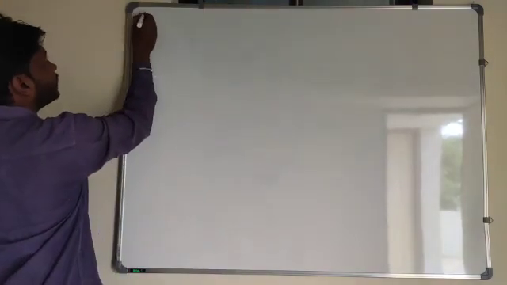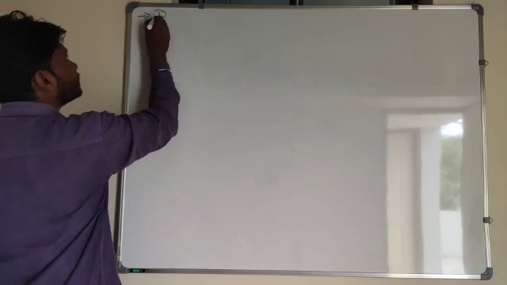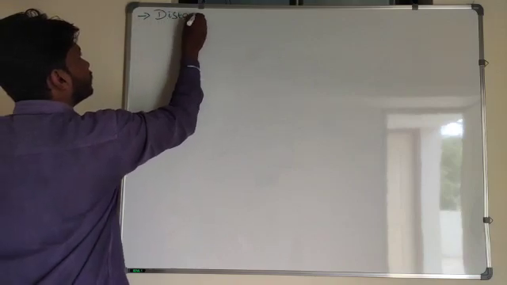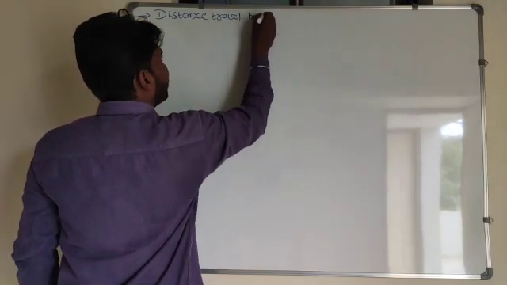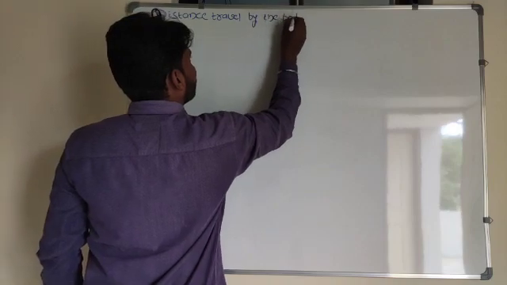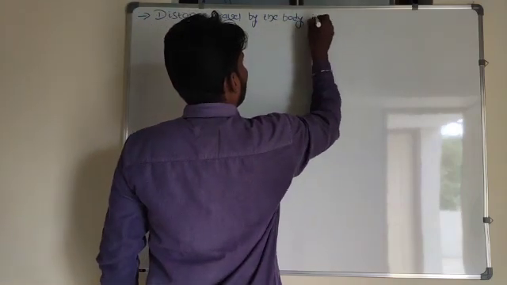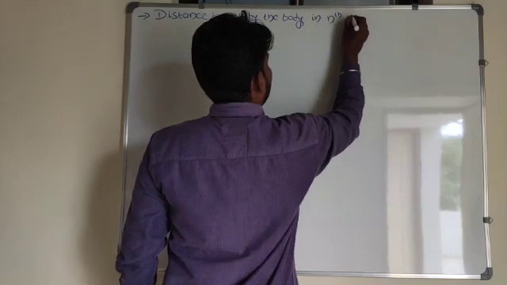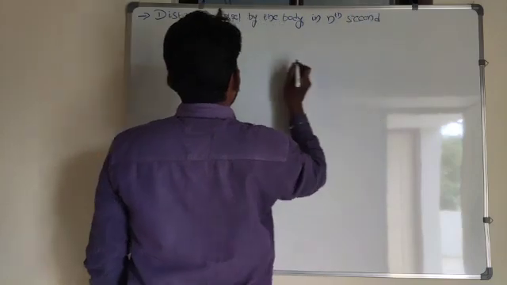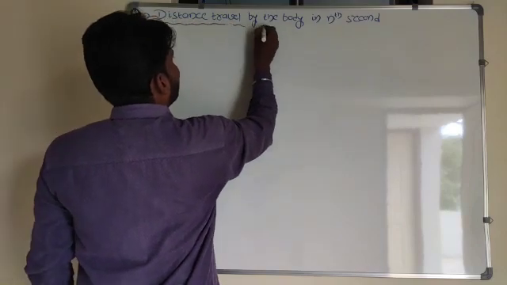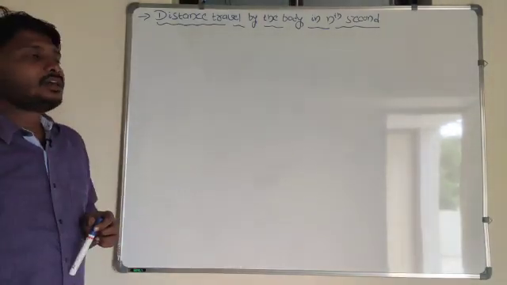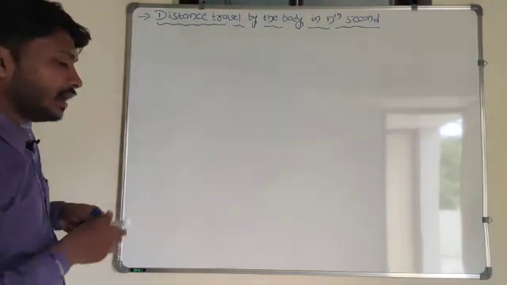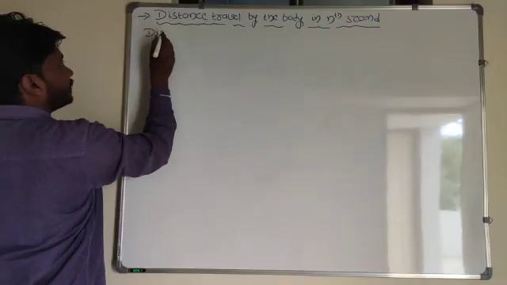Let me write the title here: distance traveled by the body in nth second. We'll find the mathematical expression for the distance traveled by the body in the nth second. For that purpose, first I will take the generalized expression for the distance traveled by the body, or displacement or distance we can consider.